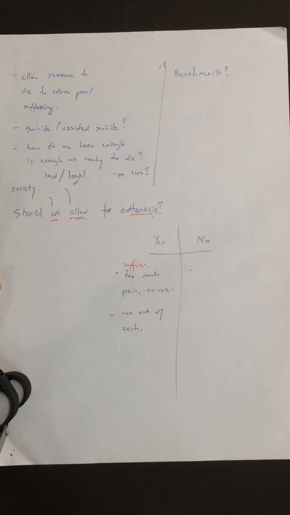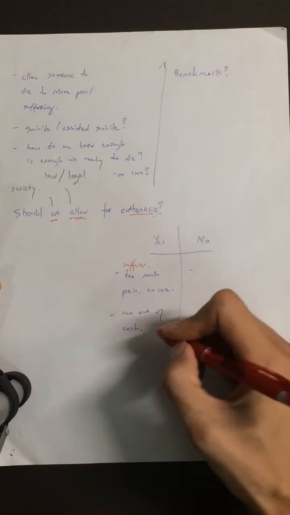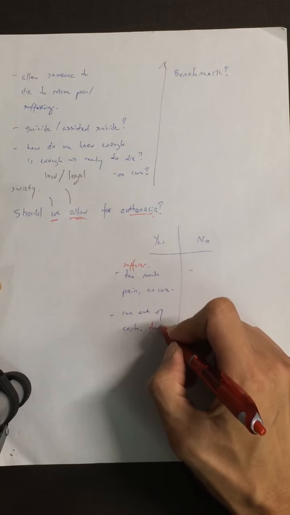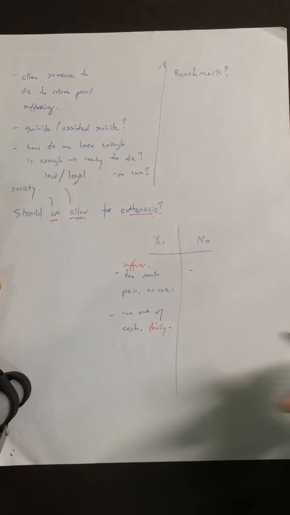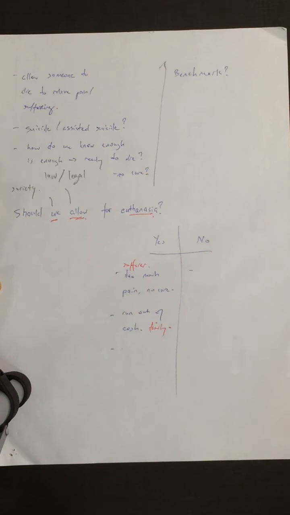Run out of cash. Now this could be the family. The family just have no more money already, right? You want to keep this person alive, but treatment is just too expensive and the family has no more money, or maybe the sufferer himself has no more money and cannot continue the treatment and the person just wants to die, right? Another common argument.